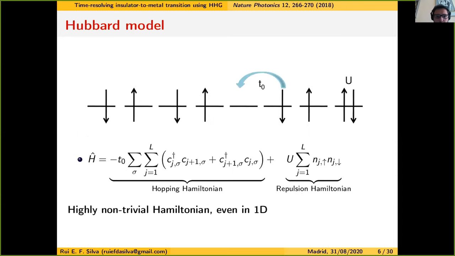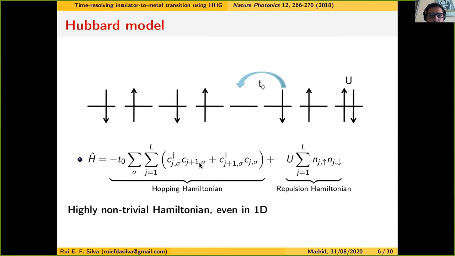So what is the Hubbard model? You have a bunch of sites, and in each site you can have either one, zero, or two electrons with spin up or spin down. And then you have two parts in the Hamiltonian. You have the hopping Hamiltonian, which is just a tight binding Hamiltonian for one band, where t0 is the hopping parameter. And then you have the repulsion Hamiltonian that is not a single particle operator, that tells you that whenever you have two electrons sitting at the same site, this costs some energy, and this is U, the electron repulsion energy. So this Hamiltonian is highly non-trivial, even in one dimension.